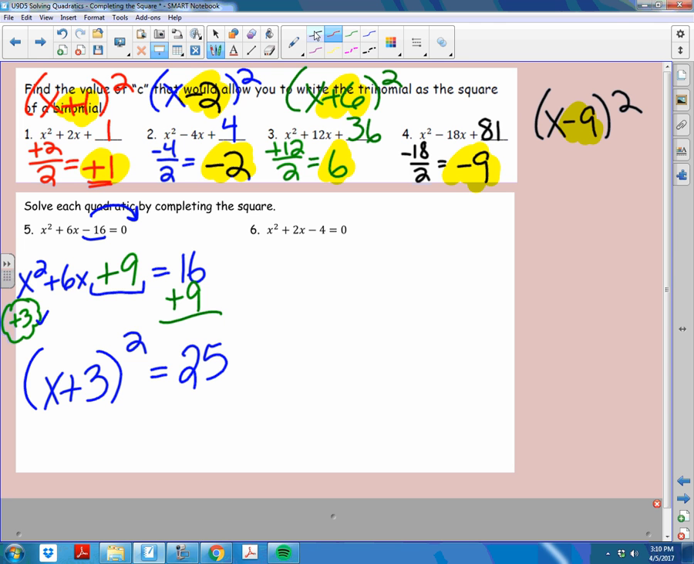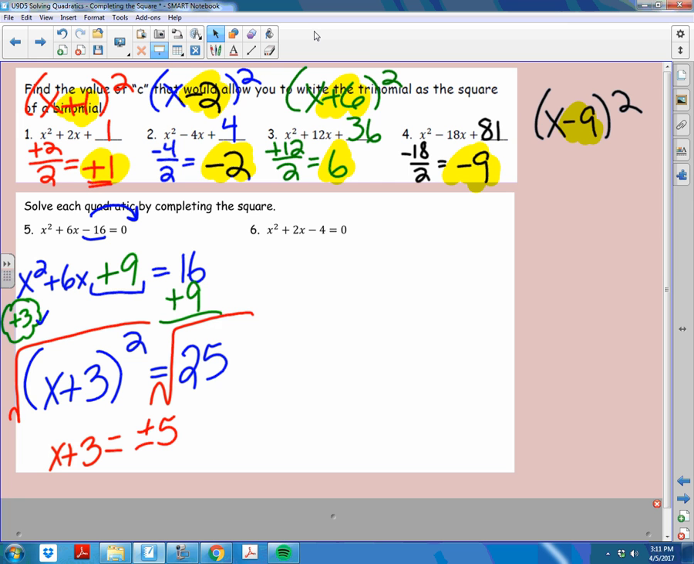But now we'll pick up where we started yesterday. How would we begin to solve this? What's next? We take the square root of both sides, which is what we did yesterday. What is the square root of x plus 3 squared? It is simply x plus 3. What is the square root of 25? Positive or negative 5. And then we subtract 3 from both sides.